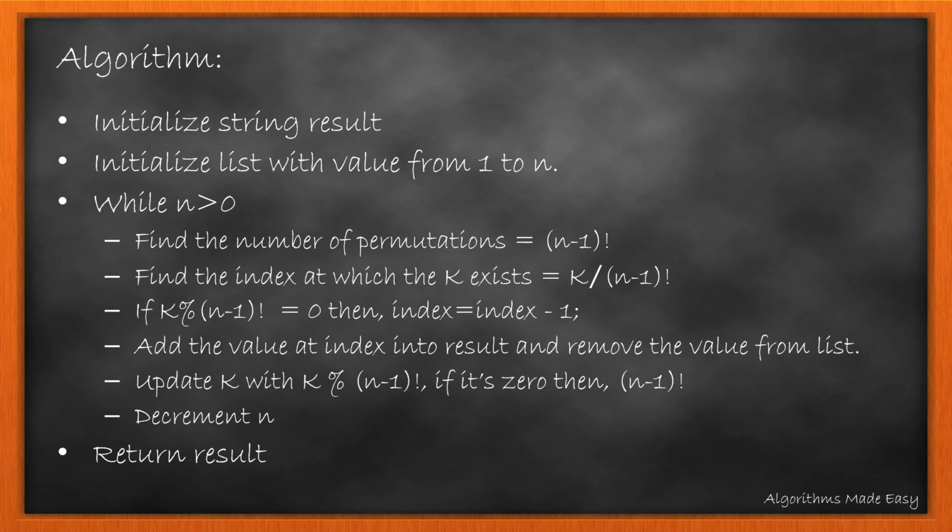Now we find the index at which k exists by dividing k by factorial. If k mod factorial is 0, we decrement the index. Now we add the value at the index in the list into result and also delete the value from the list. We now update k with k mod factorial. This time also, if it is 0, we update it with the factorial value itself. Then we decrement n. At the end, we return the result.